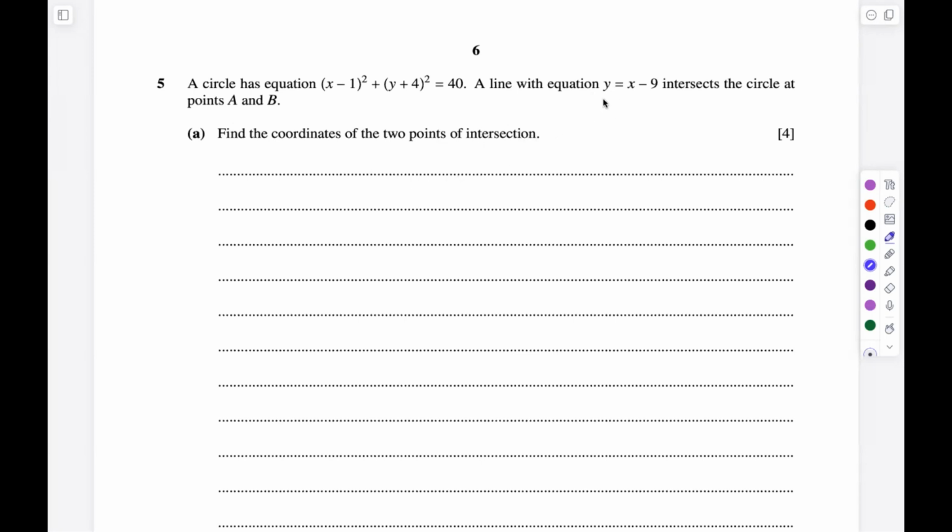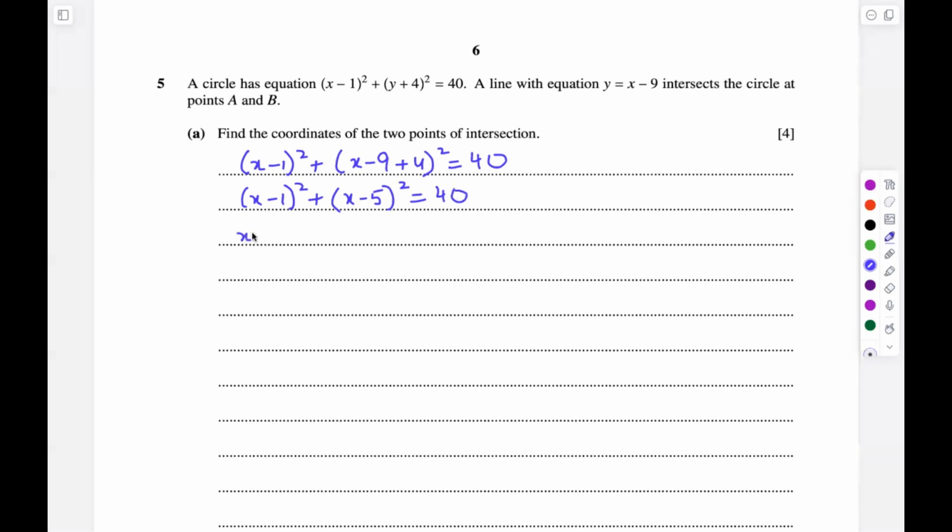As the equation of the line is y equals x minus 9, in the equation of the circle, in place of y, we can write x minus 9. So this will become (x minus 1) whole squared plus (x minus 9 plus 4) whole squared equals 40. First simplifying the bracket, this will become (x minus 5) whole squared, since minus 9 plus 4 is minus 5, equals 40.